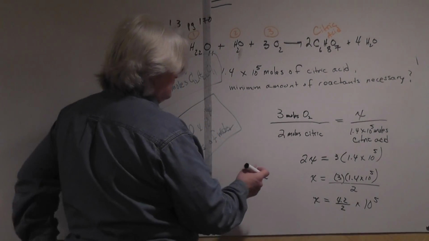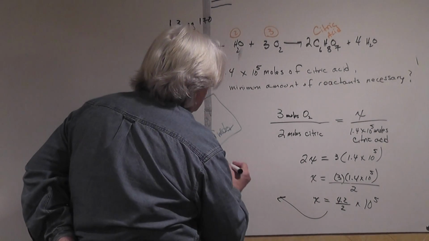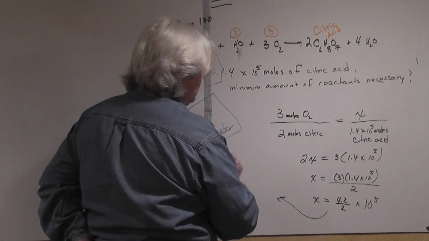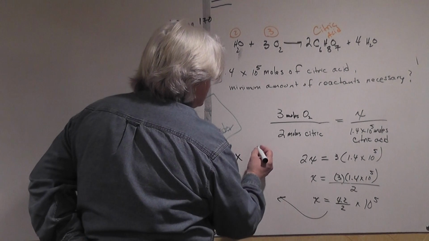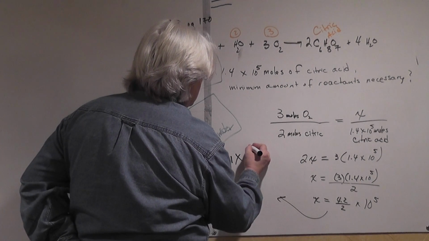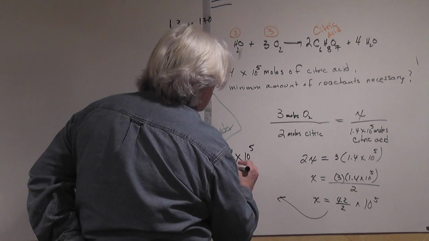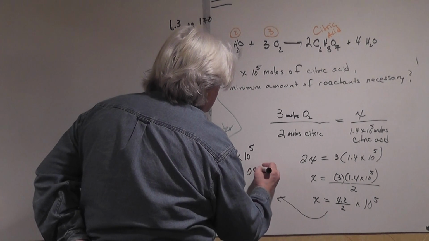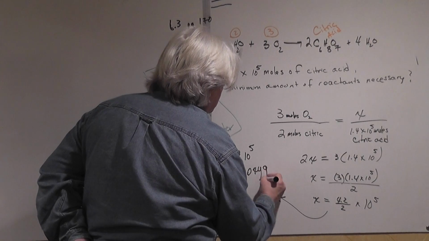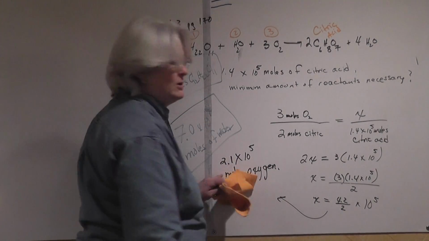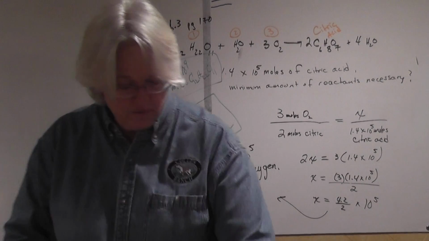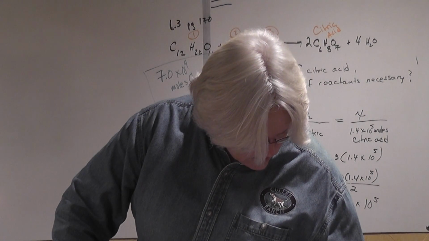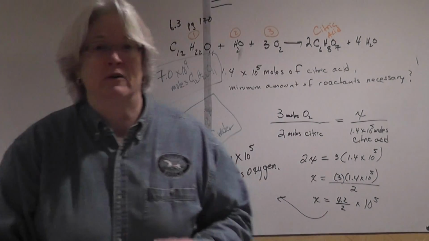So this becomes 2.1 times 10 to the 5th moles oxygen. 2.1 times 10 to the 5th moles of oxygen.